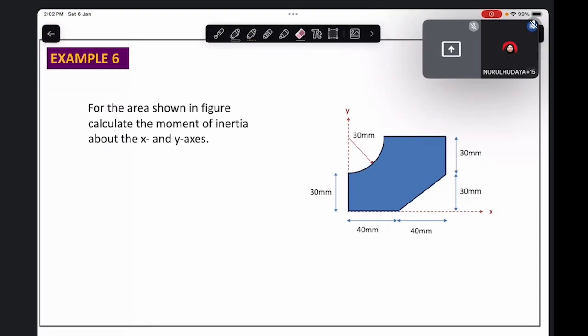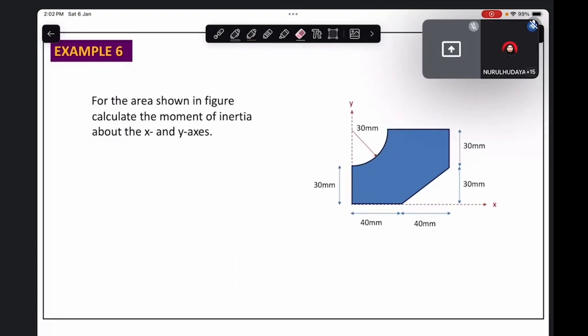So for the area shown in the figure, the question asks you to calculate the moment of inertia of the x and y axis. The x axis is located at the very bottom of the object and the y axis at the very left of the object. So we will have to calculate the inertia of these two axes.